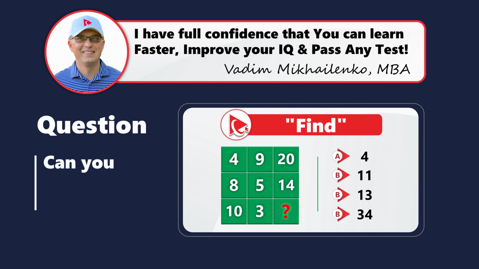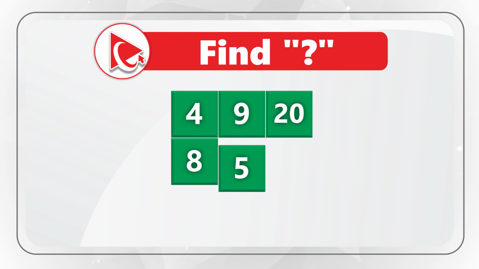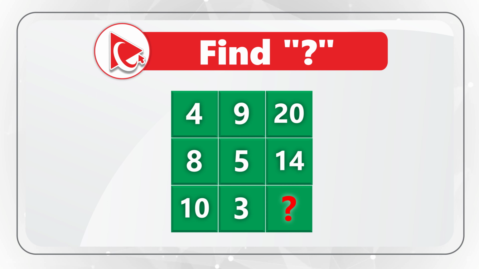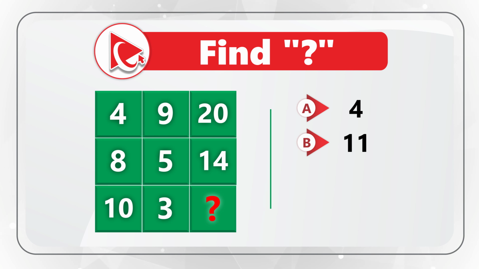Here's an interesting question where you need to find the missing number. You're presented with the set of numbers 4, 9, 20, 8, 5, 14, 10, 3, and then comes the missing number. You need to select or calculate the missing number out of 4 possible choices. Choice A, 4. Choice B, 11. Choice C, 13. And choice D, 34. Take a close look at this 3x3 matrix to see if you can come up with the solution.